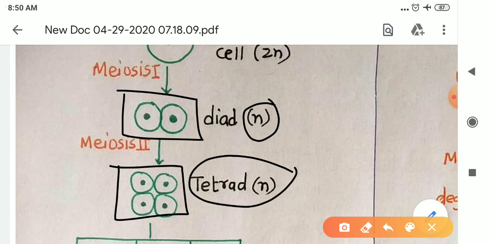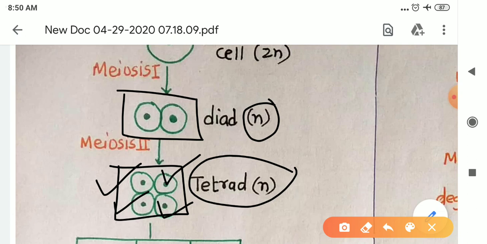So from the pollen mother cell we get 4 haploid cells, and as you know this is the product of meiosis. So there might be a possibility that crossing over may take place in the chromosomes of these cells, and every individual pollen grain is different from each other.